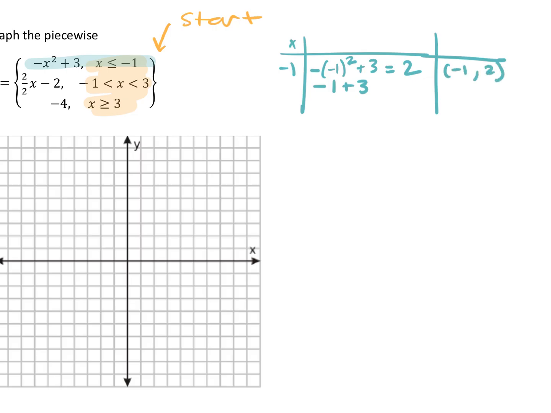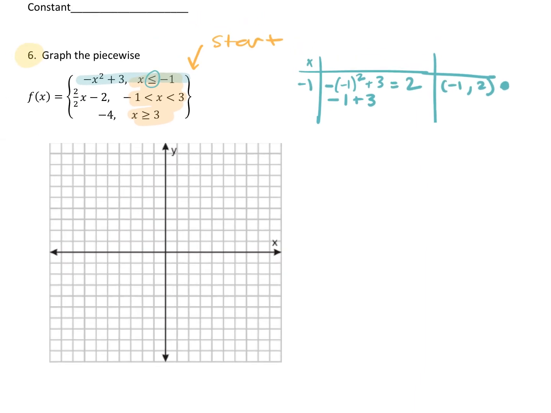At this point, do we have an open or closed circle? A closed circle because it's less than or equal to. So I'm going to go to the left to -1 and up 2 and put a closed circle. So that's where we start. We need a couple more points to give us some direction. Since this is x squared, we want to plug in 3 numbers. So what's another number that's less than -1 that we could plug in?